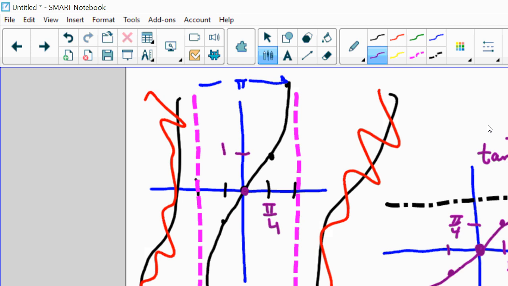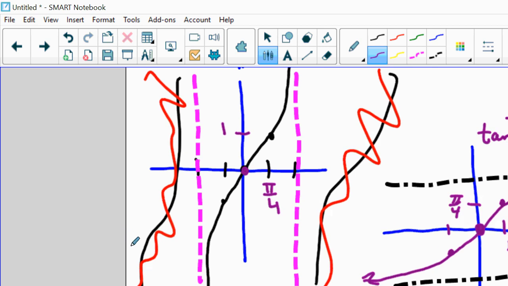Where did I scribble it? Well, the domain of tangent x restricted is minus pi over 2 to pi over 2. Pretty much like sine and cosecant.